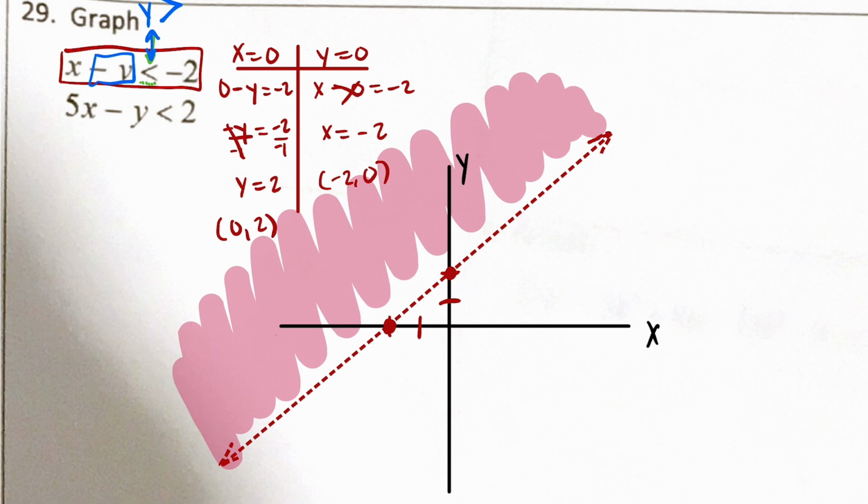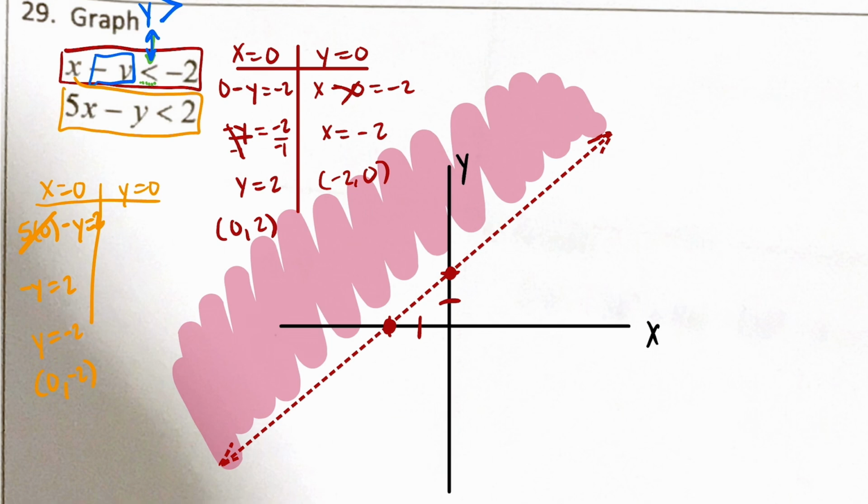So let's go ahead and do the next one. Find x equals 0, y equals 0. Go ahead and pause it and try it on your own. So we would do 5 times 0 minus y equals 2. That becomes -y equals 2. That becomes y equals -2. So our y-intercept will be (0, -2).